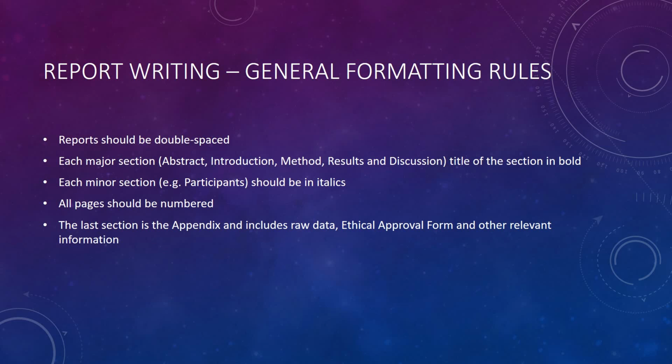So just some general formatting rules for report writing. Reports should be double-spaced. Each major section, such as the abstract, the introduction, the methods, results, and discussion, should be in bold. Each minor section, such as participants and the subsection of the methods, should be in italics. All pages should be numbered. And the last section is the appendix and includes some raw data, ethical approval form, and other relevant information. Again, what you might include in the appendix varies from institution to institution and what your actual objective of the report might be. So you'll need to double check that.